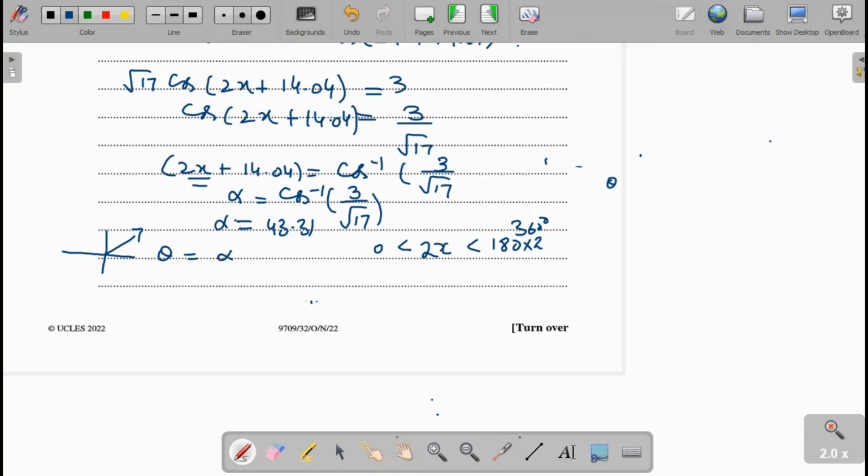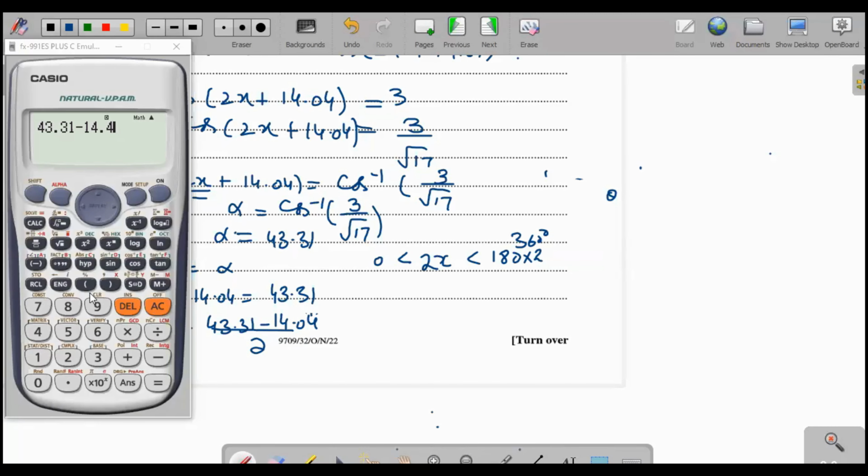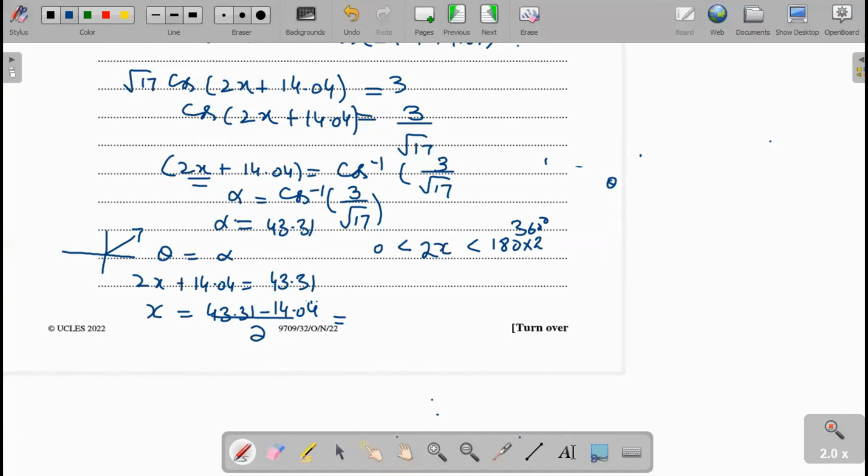Now we can write it 2x plus 14.04 equal to 43.31, and that value will be equal to x equal to 43.31 minus 14.04 divided by 2. Now 43.31 minus 14.04, that's equal to 29.27 divided by 2. The answer is 14.63 is the answer. And next value you will take in the fourth quadrant.